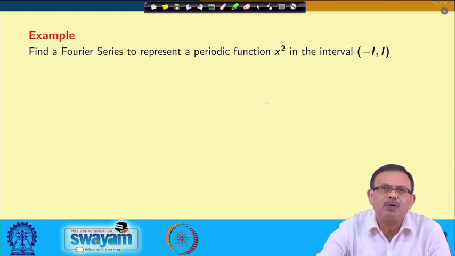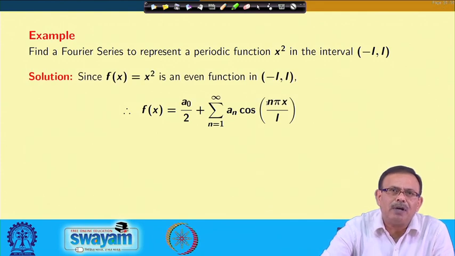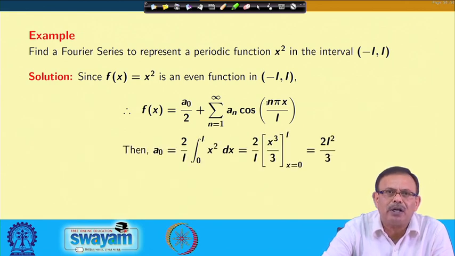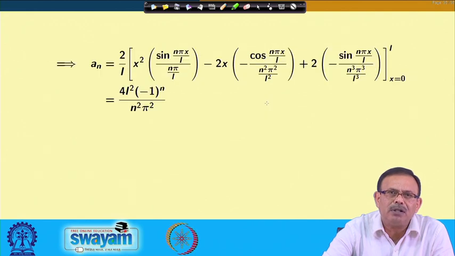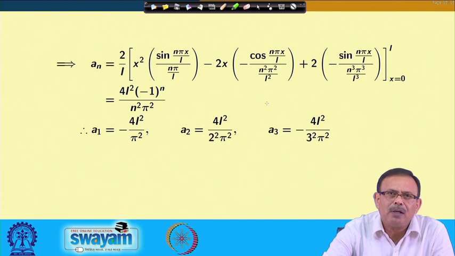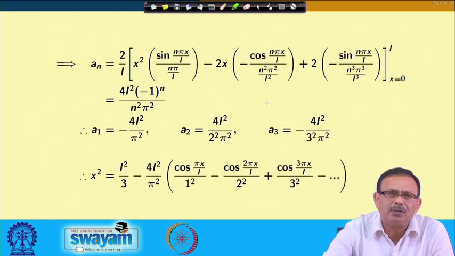So, let us see quickly again whatever we have done. Since f x is even function, it will consist of cos terms only, a naught and a n will be there. A naught is 2 L square by 3, a n, if you calculate, is 4 L square into minus 1 to the power n by n square pi square, and a 1, a 2, a 3 are these, so that x square you can write down in this form like this way.